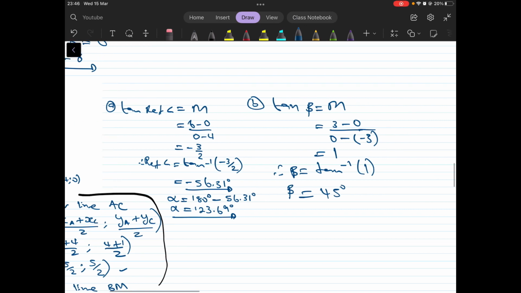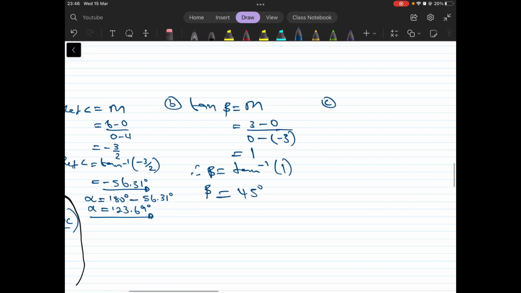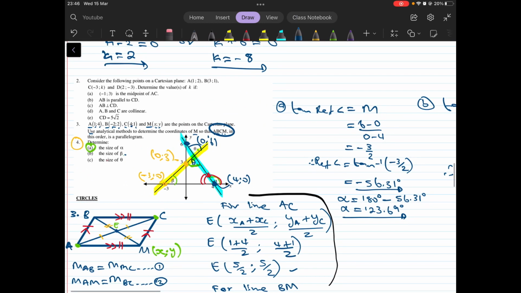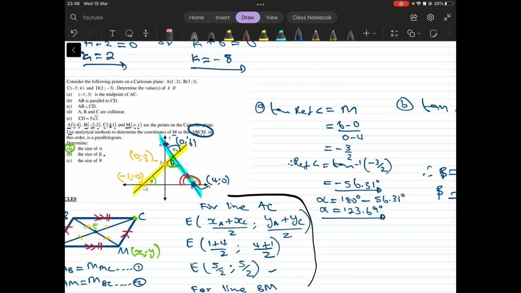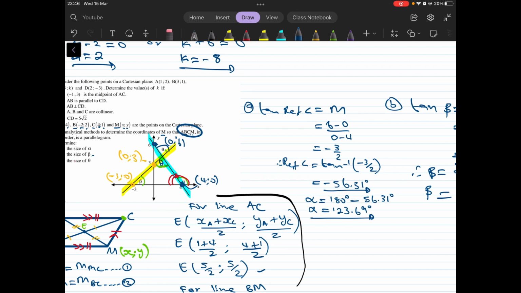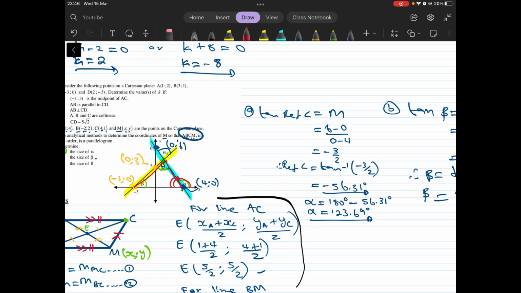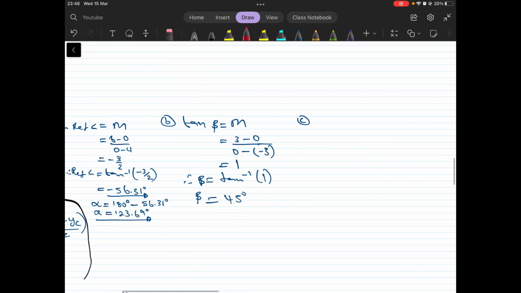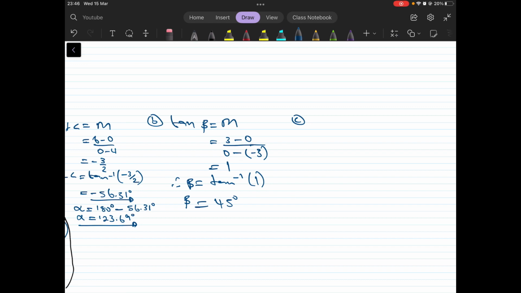That's your beta. Now let's do C and get done with this. We are required to get theta. Like I've already explained, beta plus theta is alpha, because alpha is an exterior angle of this triangle. So beta plus theta equals alpha. We already know alpha and beta, so theta is alpha minus beta, which is 123.69 degrees minus 45 degrees, equal to 78.69 degrees.